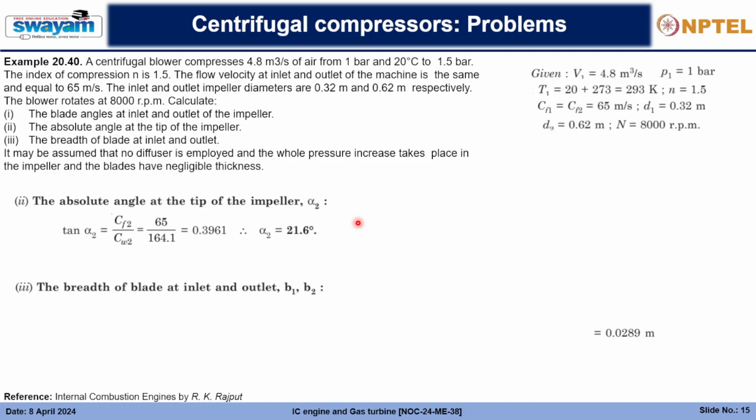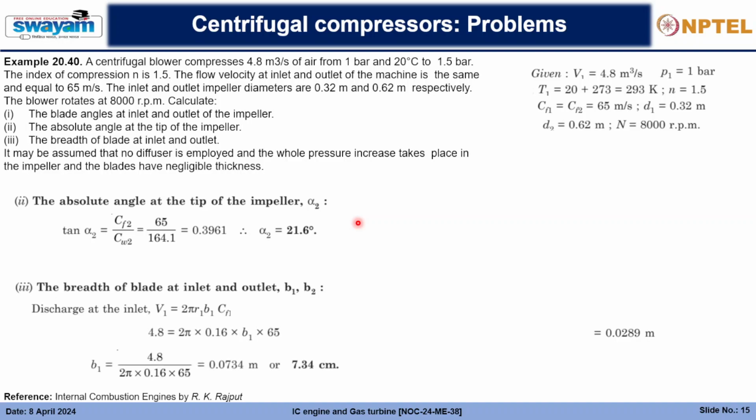Now the breadth of the blade at the inlet and outlet, B1 and B2. We'll have to calculate first the discharge, which is dependent upon the blade. So twice pi R1 B1 CF1, and we'll equate it to how much volume of gas goes through it. So we will equate it to 4.8 meter cube per second, and we do not know B1, so we will get B1 equals 7.34 centimeter. We can do the same at the outlet as well.